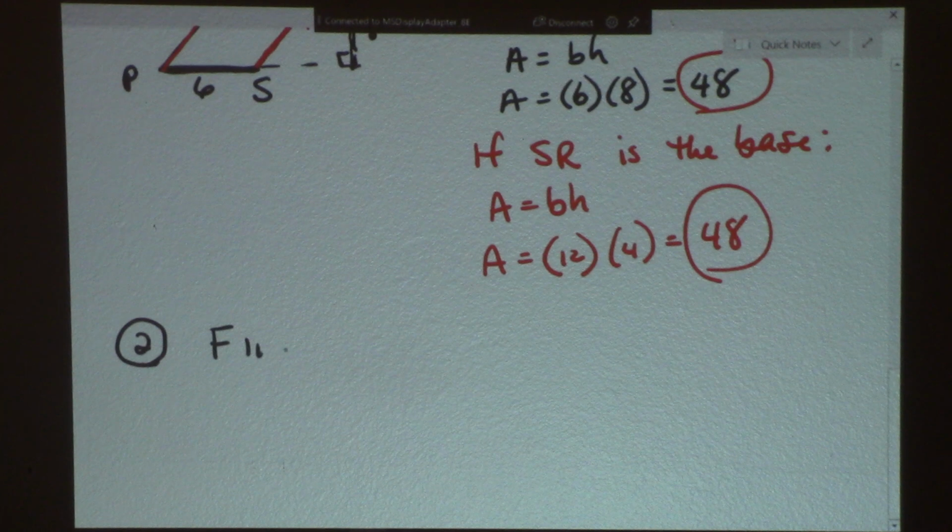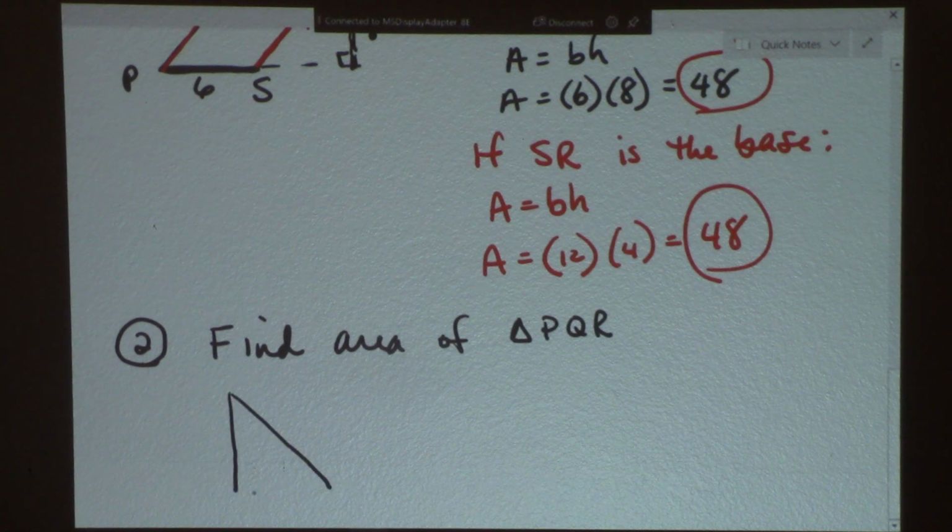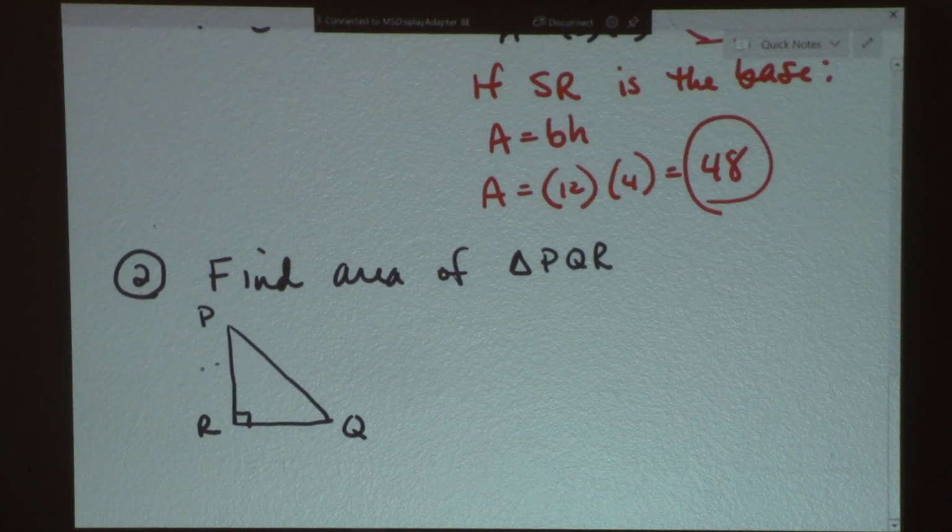Find the area of triangle PQR. So I have this PQR. Okay, and this is 5 and this is 13. All right, so we have a different problem here.